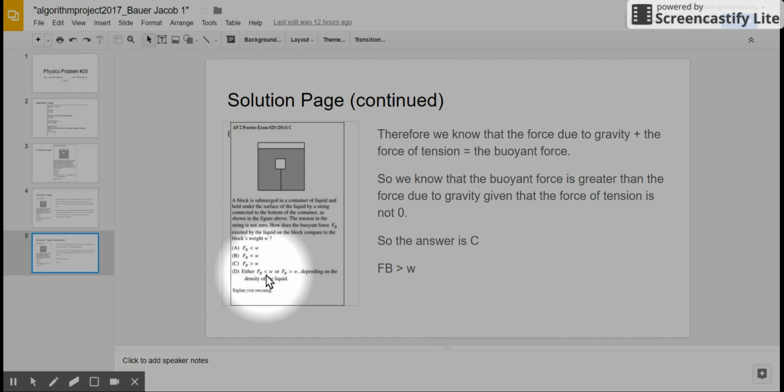And we also know that it can't be D, because the density of the liquid has no correlation to the buoyant force. Also, it says C up there, so I guess I'm right.